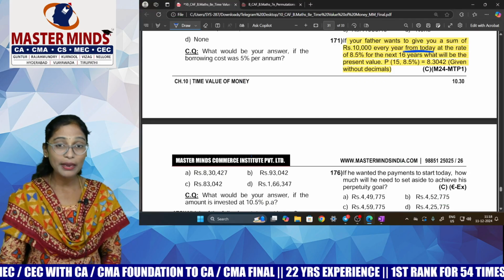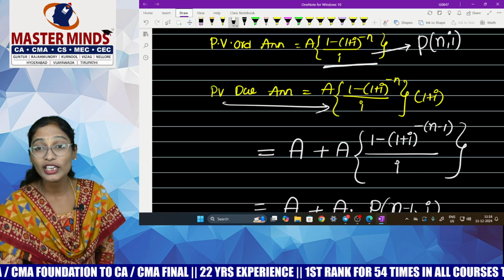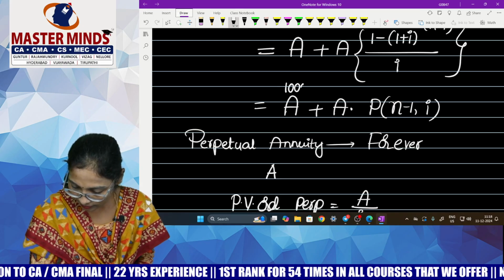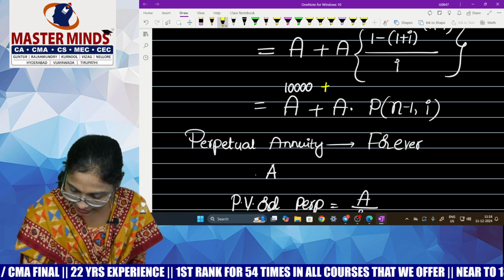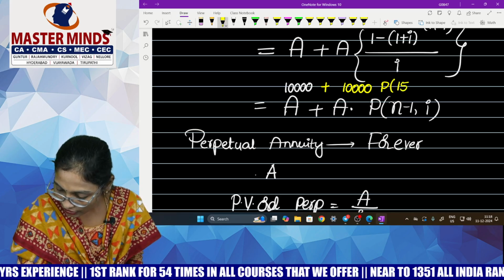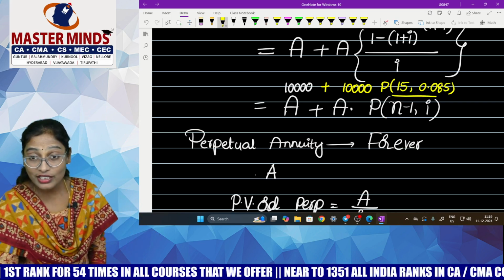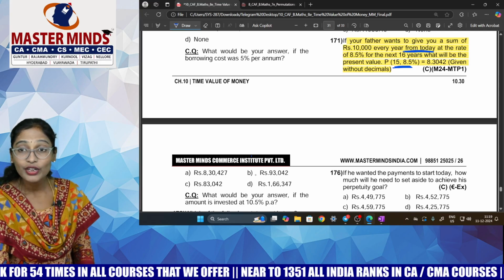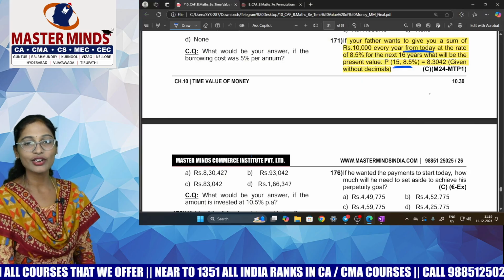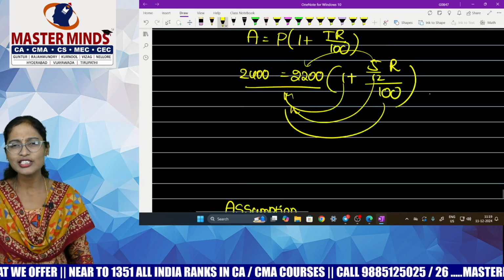But if I look at my MCQ, he gave you the present value factor for 15 years, not 16 years. 15 means he is asking you to use this formula. A, 10,000 into present value factor for 15 years at what rate of interest? 0.085. This value is given to you, no? Enter that value in your calculator. 8.3042 into 10,000 plus 10,000. What's your answer? 93,042.